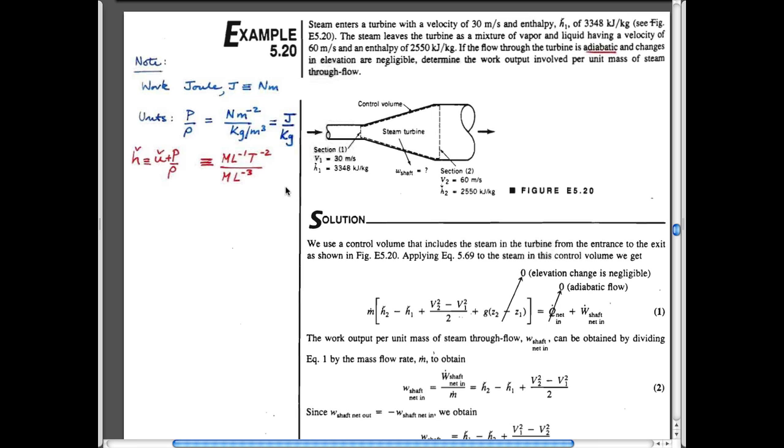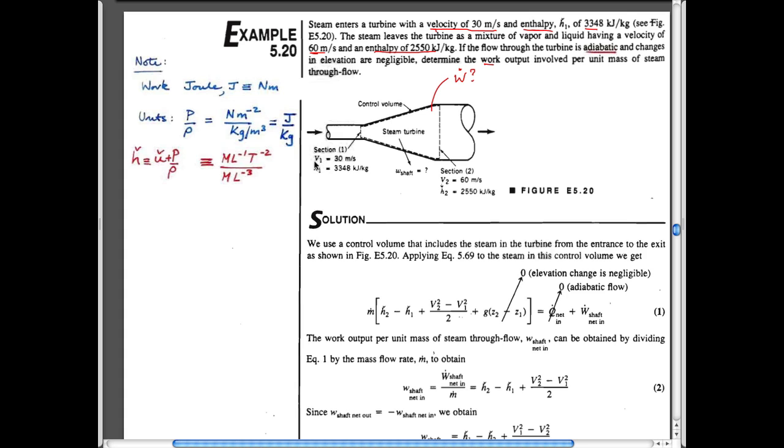And so this is looking at a turbine. You have fluid going in with some velocity and with a particular enthalpy as it goes in. You have fluid coming out at a different velocity and with a different enthalpy as it comes out. And the question is, how much work do you get out of the system? So how much is this work component we get?